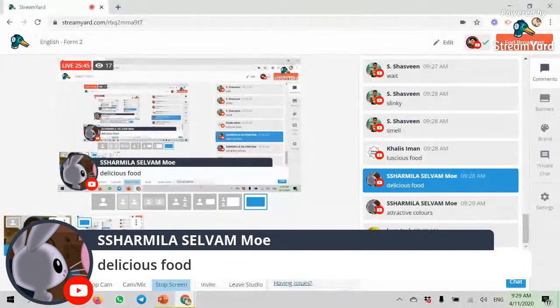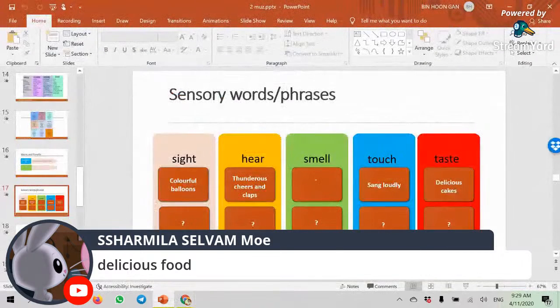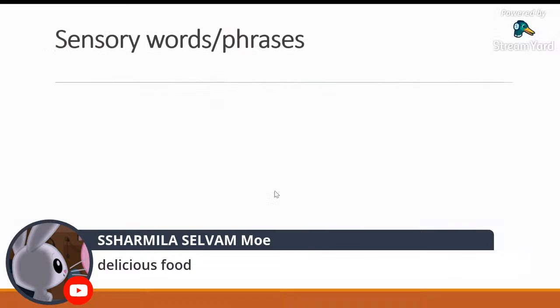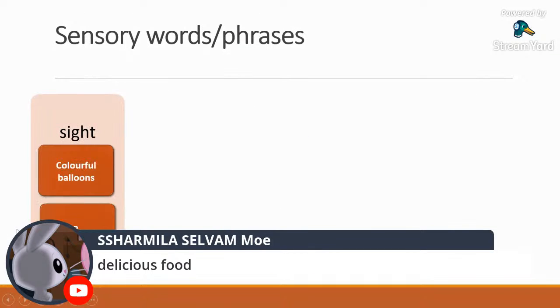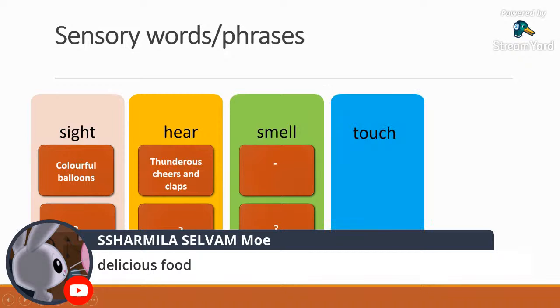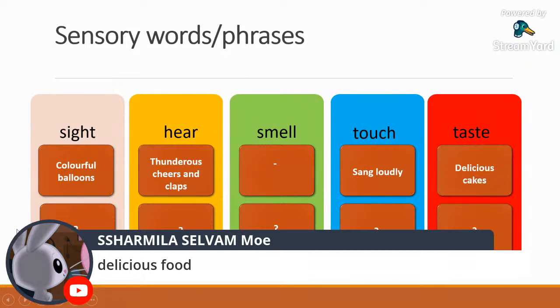I'll put this up for sharing. For example, touch or activity, you can write sang loudly, danced gracefully, or sang melodiously. So remember that you have to write in past tense. Actions must be in past tense.